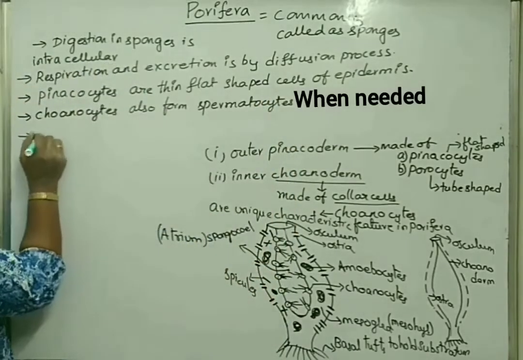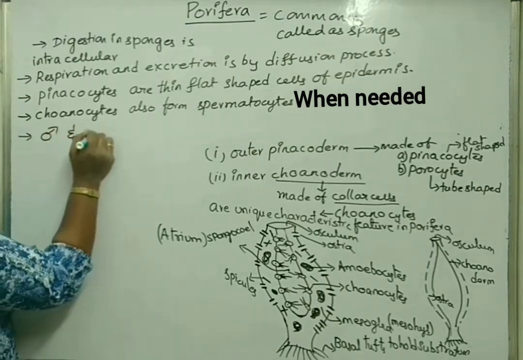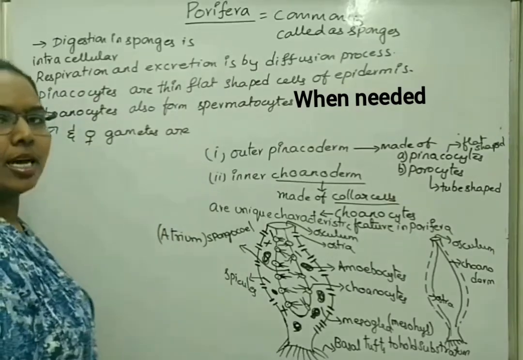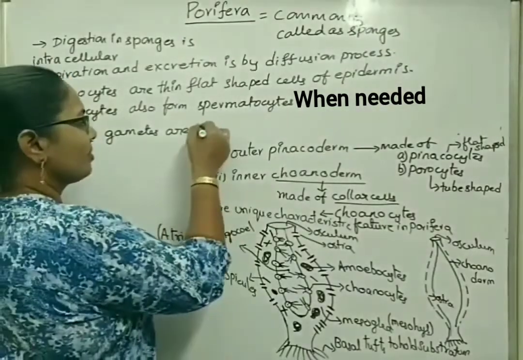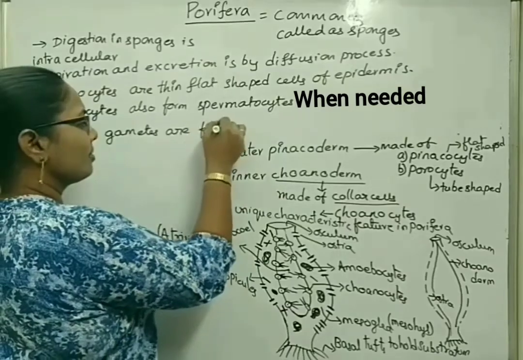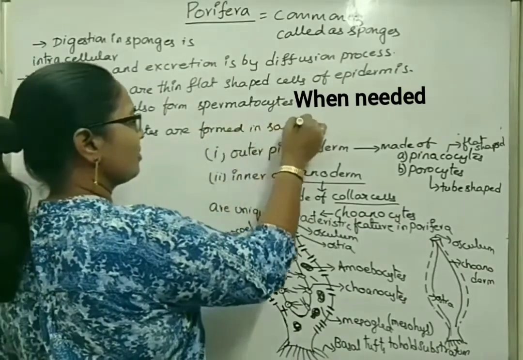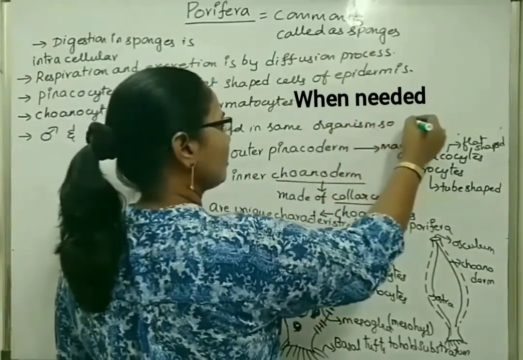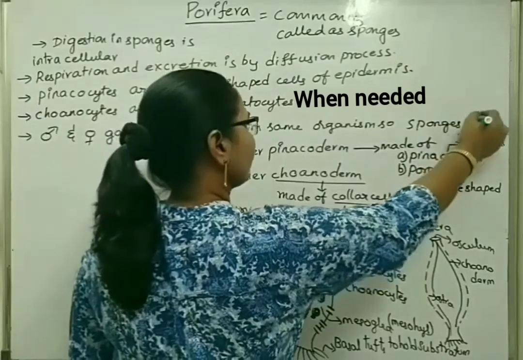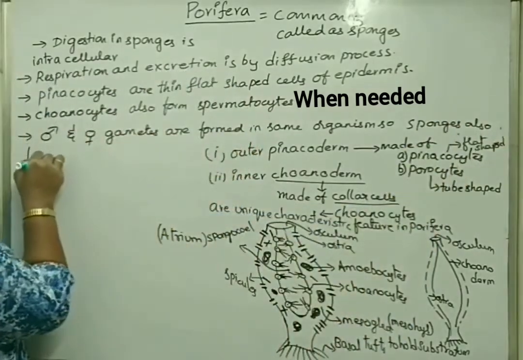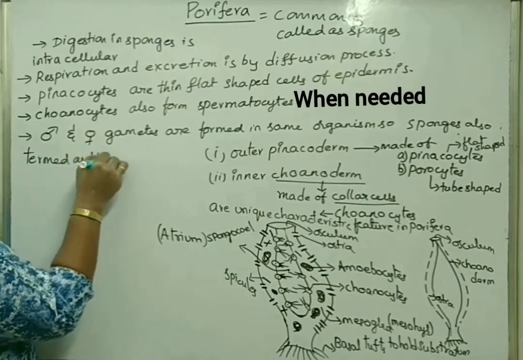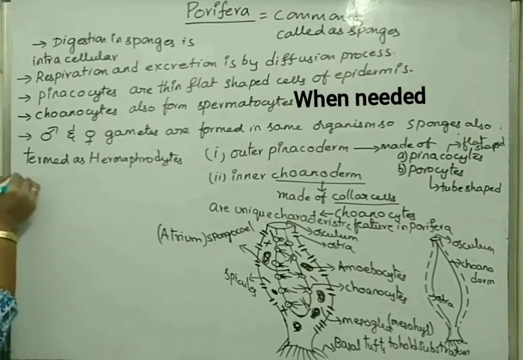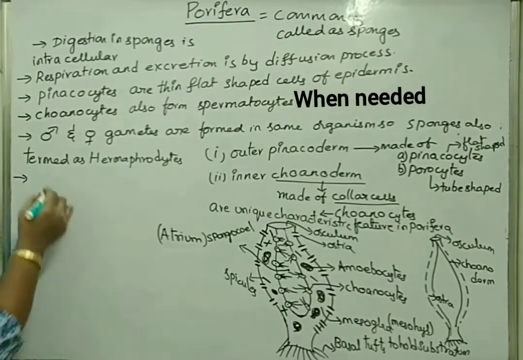Next, male and female gametes are produced in the same organism, so sponges are also termed as hermaphrodites. Osculum is surrounded by myocytes.